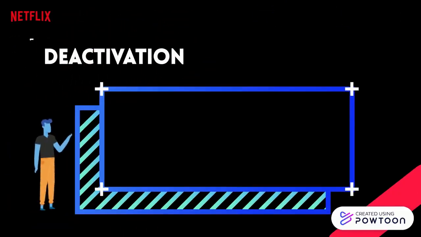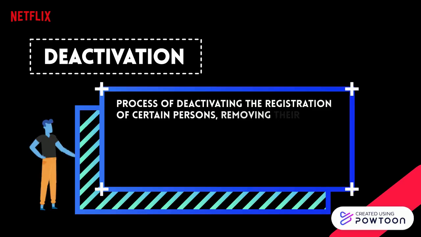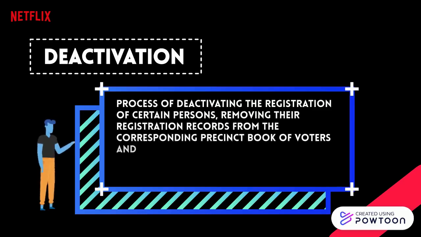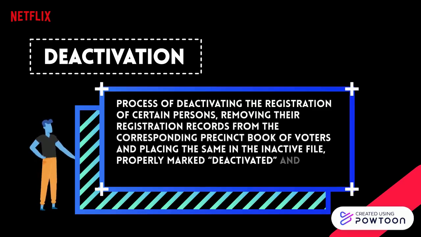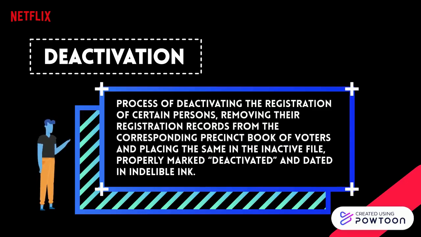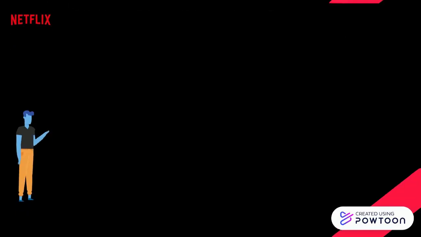Deactivation. This is the process of deactivating the registration of certain persons, removing their registration records from the corresponding present book of voters, and placing the same in the inactive file, properly marked, deactivated, and dated in indelible ink.